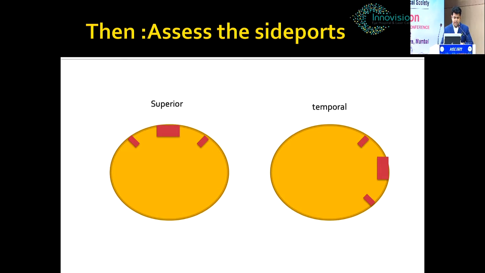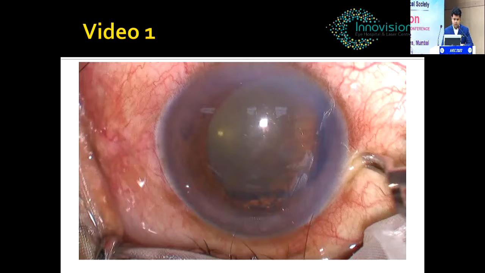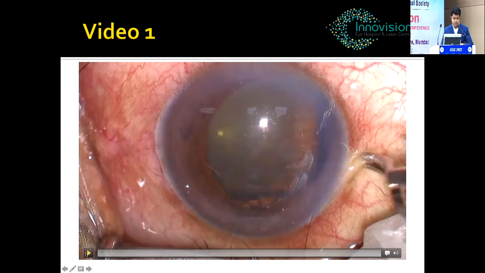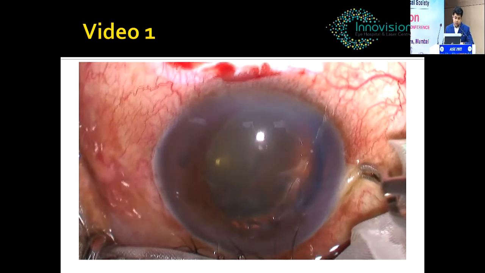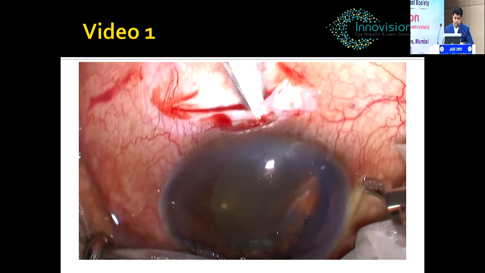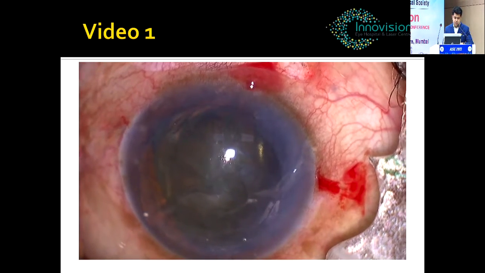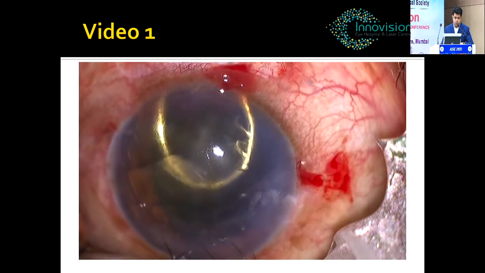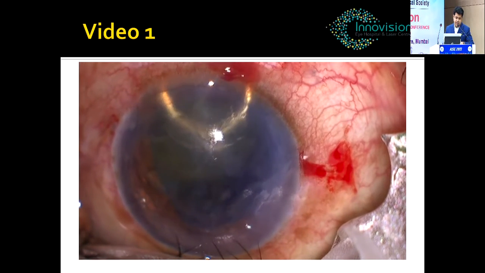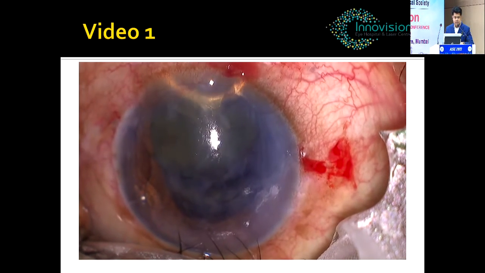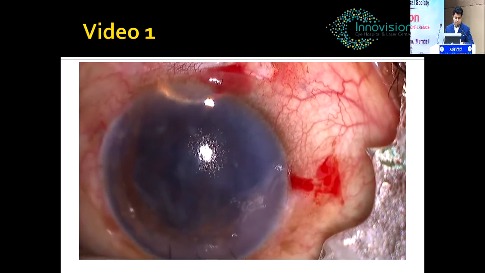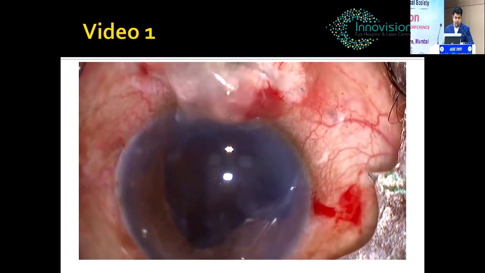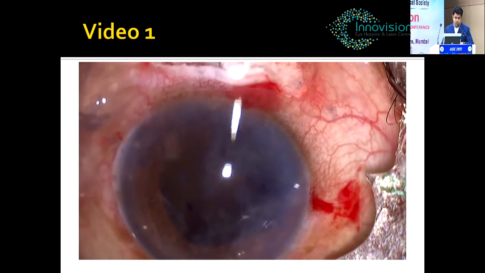I'm just going to quickly show a video because we are short of time. This was a case of a subluxated lens. We planned a SICS for this patient. Because it was a subluxated lens, we could not salvage the lens, and during the explantation of the lens, there was also a lack of iris.